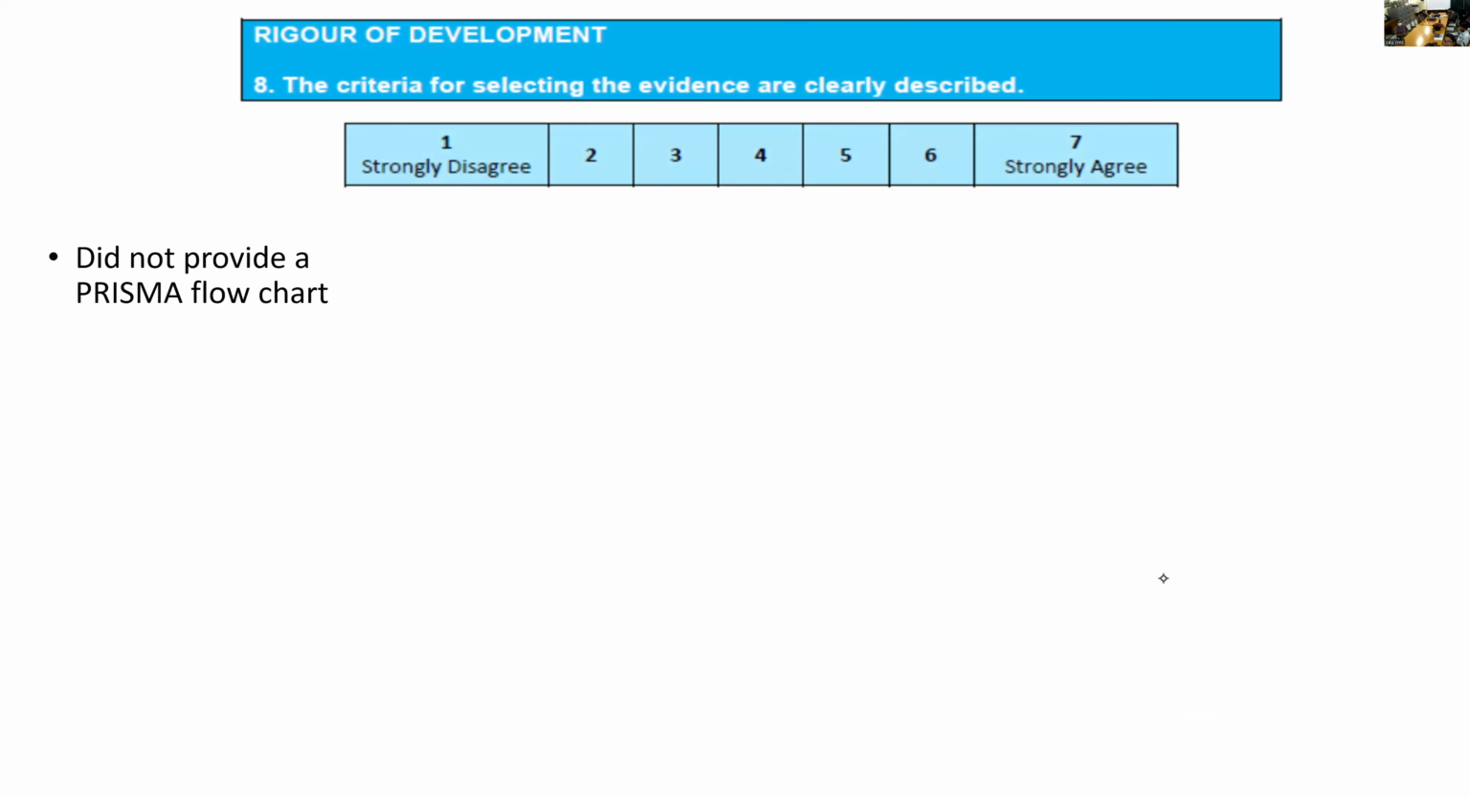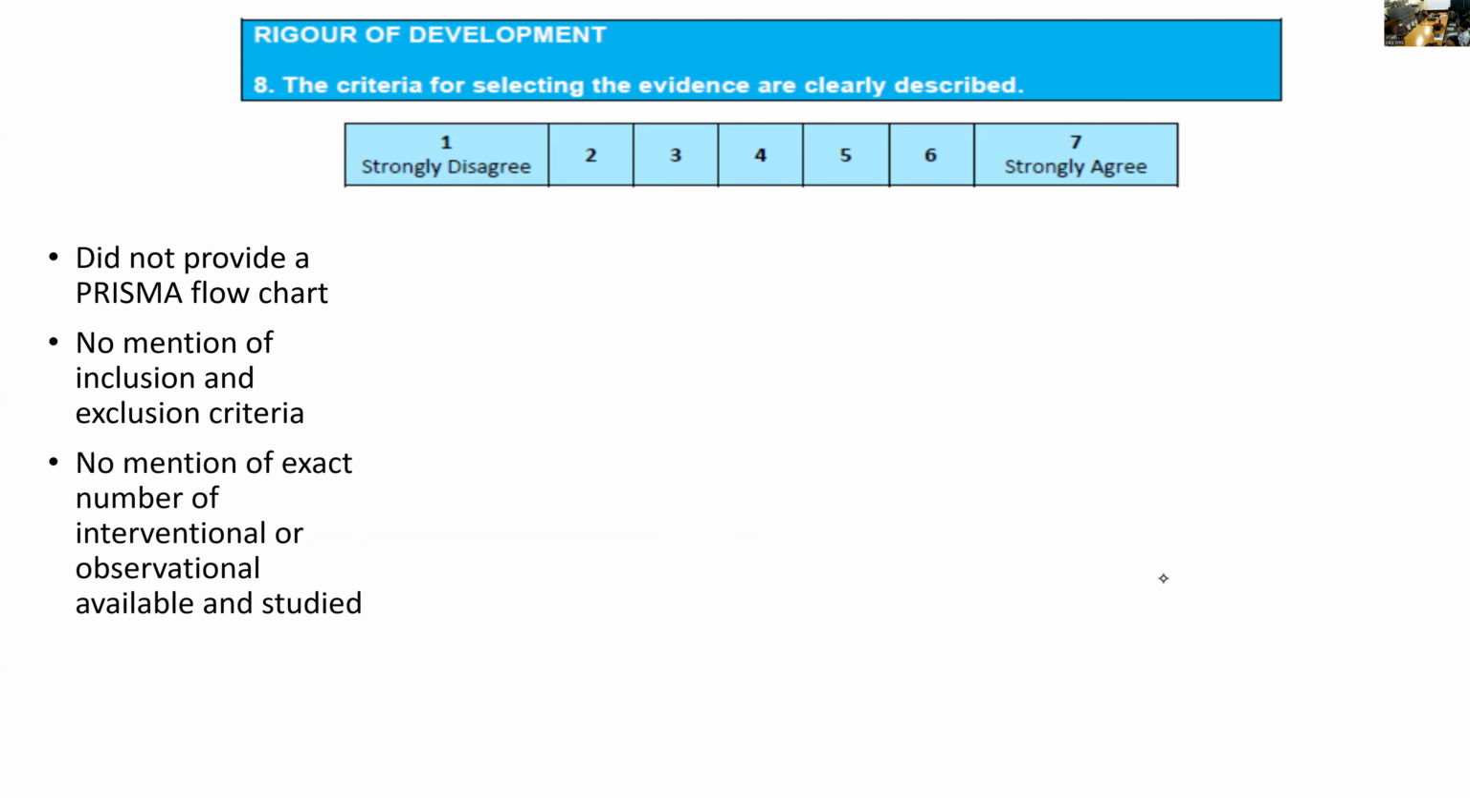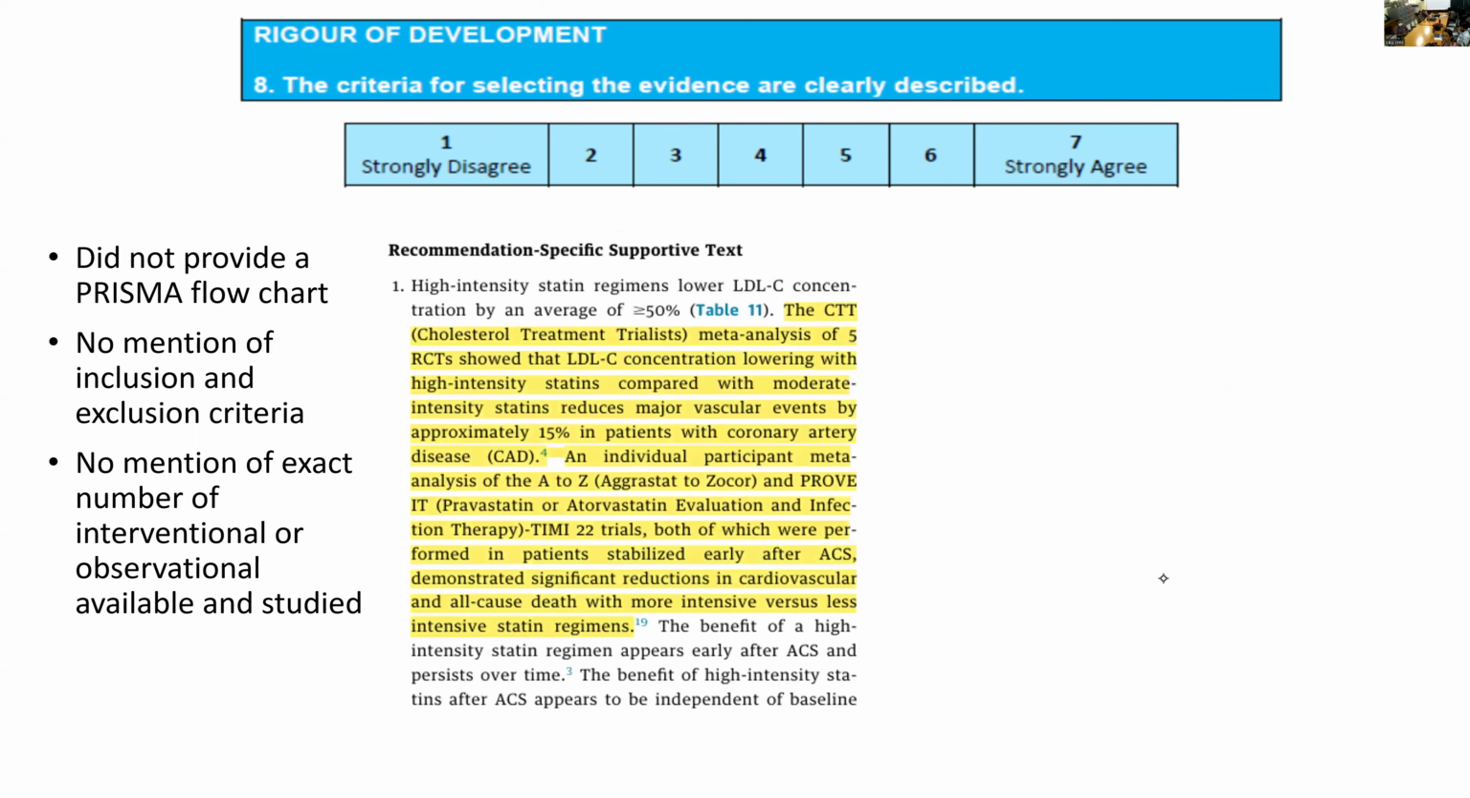To answer this, they did not provide a PRISMA flowchart, which I think is a big red flag. There was no mention of the inclusion and exclusion criteria, no mention of the exact number of interventional or observational studies that were screened, available, studied and incorporated into it. For example, it mentions that the Cholesterol Treatment Trialists meta-analysis of 5 RCTs shows that LDL concentration lowering with high-intensity statin compared with moderate-intensity statin reduces cardiovascular events by 15%.